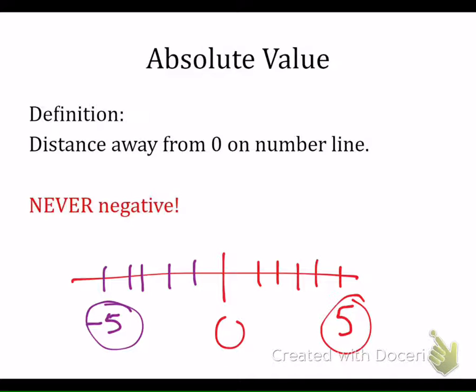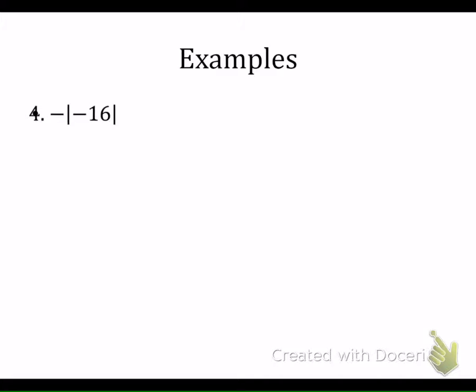Whether you're going east, west, north, or south, we always talk about the distance away from something in a positive way. That's the same thing for absolute value. It just can't be negative because it stands for a distance. So basically, you just drop the negative sign. And we show absolute value using these bars.